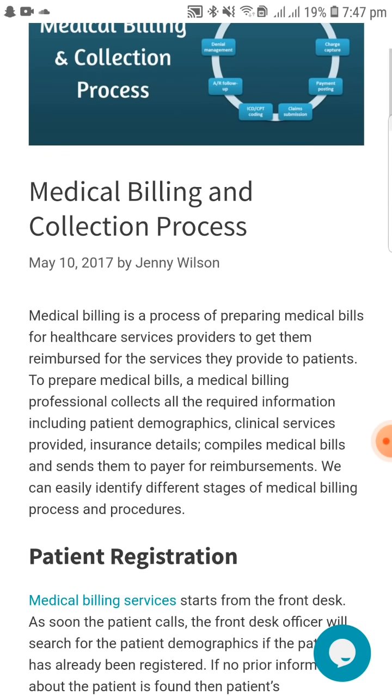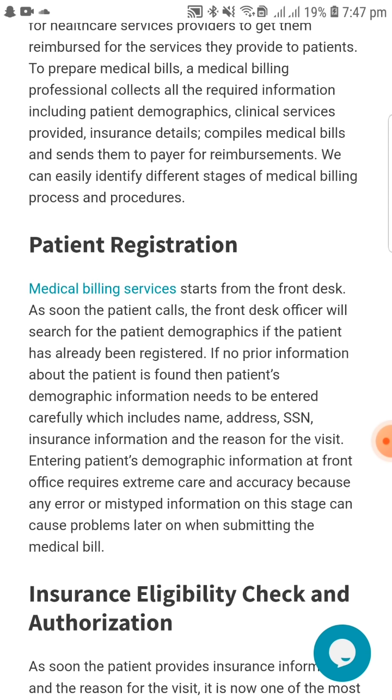We can easily identify different stages of the medical billing process and procedures. Patient registration. Medical billing services start from the front desk. As soon as the patient calls, the front desk officer will search for the patient's demographics if the patient has already been registered. If no prior information about the patient is found, then the patient's demographic information needs to be entered carefully, which includes name, address, age, and insurance information, and the reason for the visit.